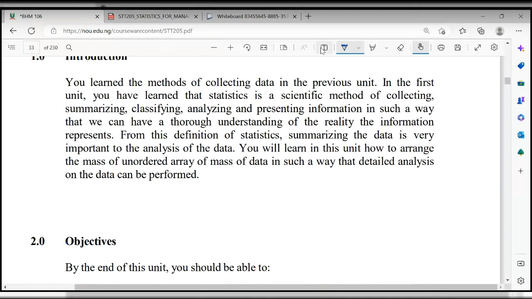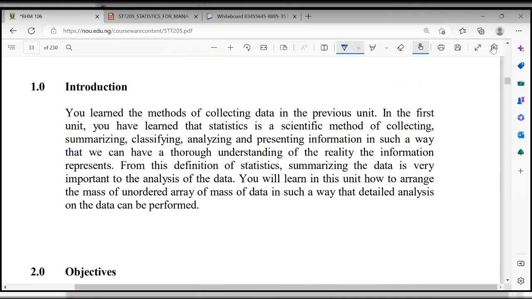Now, introduction. You learned the method of collecting data in the previous unit. Now, in the first unit, you have learned that statistics is a scientific method of collecting, summarizing, classifying, analyzing, and presenting information in such a way that we can have a thorough understanding of the reality the information presents.